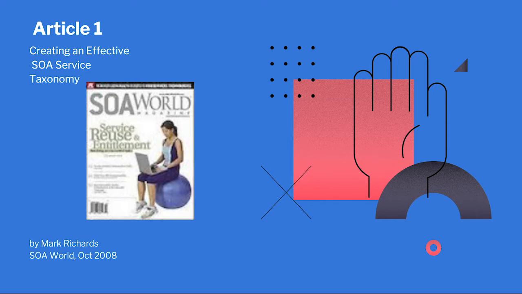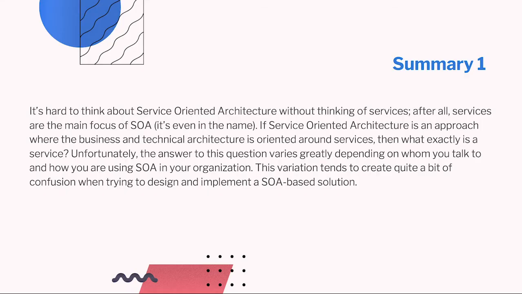Alright, let's move to the first article, that is creating an effective SOA service taxonomy. SOA stands for Service Oriented Architecture. It's hard to think about service-oriented architecture without thinking of services. After all, services are the main focus of SOA. It's even in the name.